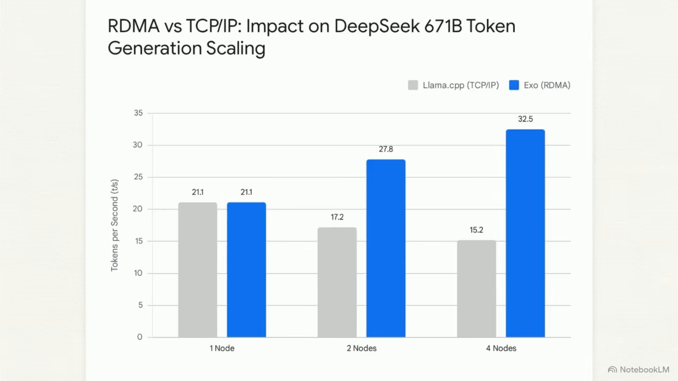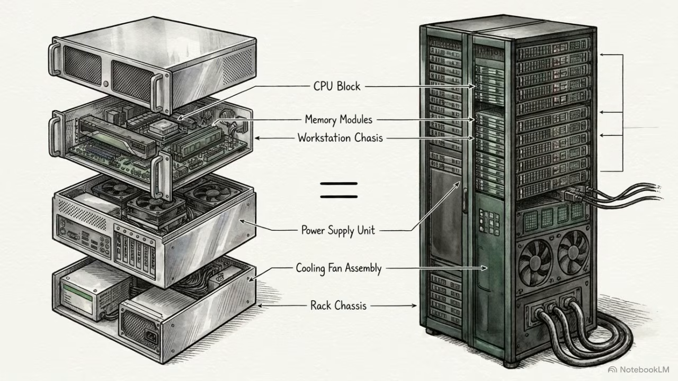This chart measures token generation scaling. The gray bars illustrate the performance decay of standard TCP over IP. As nodes are added, overhead causes throughput to drop. But activating RDMA, shown in blue, achieves near-linear scaling, reaching a sustained 32.5 tokens per second. RDMA over Thunderbolt 5 provides the high-bandwidth, low-latency fabric that allows 4 distinct consumer units to replicate the synchronization speeds found in hyperscale data centers.